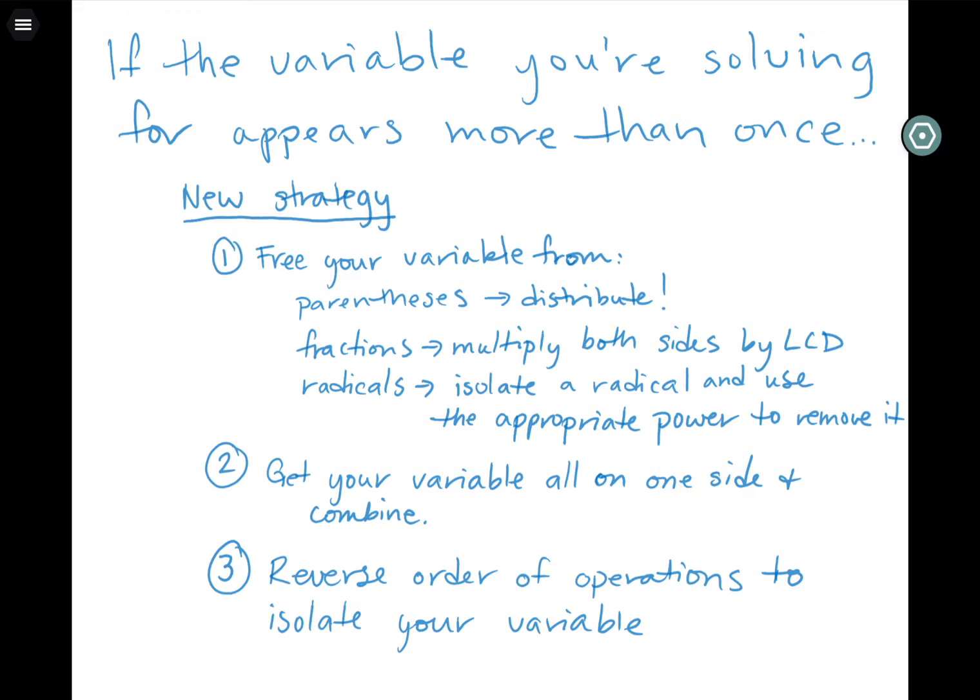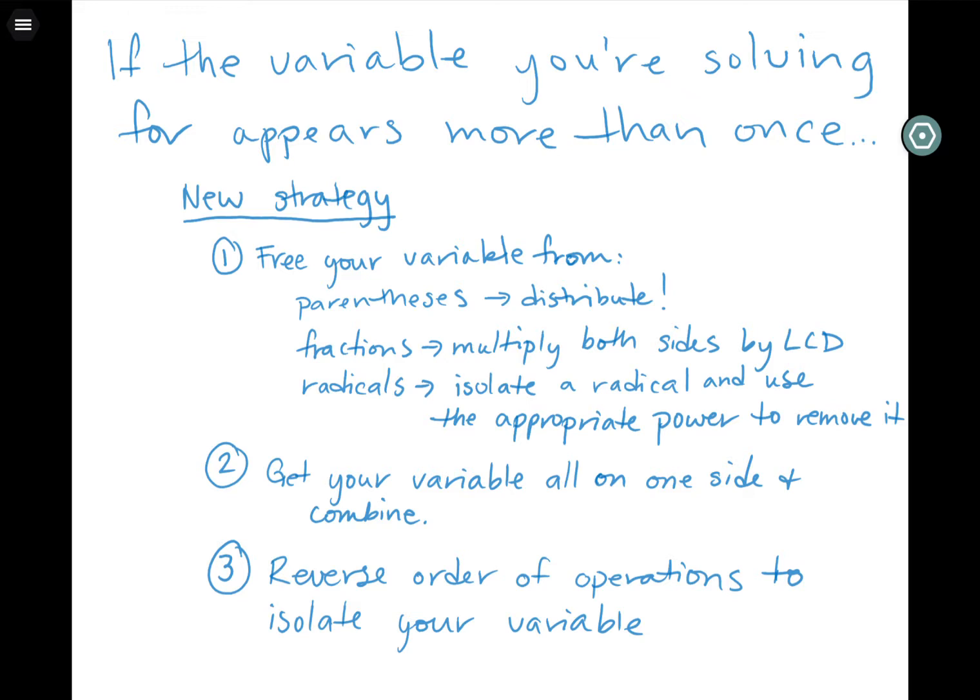In the last section, when the variable only showed up once, our job was just to get rid of everything that was attached to the variable. So we would look at order of operations, reverse that, and apply inverse operations to get the variable by itself. That is still part of our strategy, but sometimes we have to do quite a bit of work to get to that point. So if you want to make it really broad, our goal is to get down to just one of our variable on one side of the equation and then reverse order of operations.